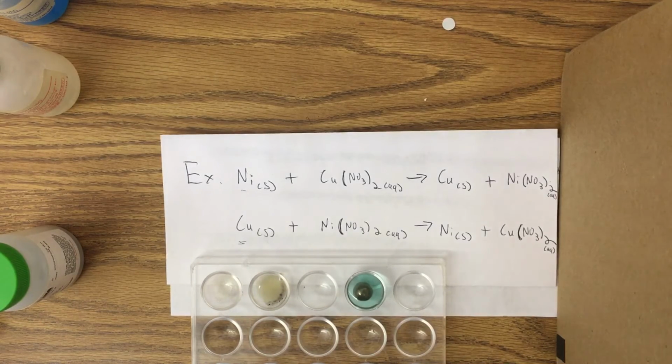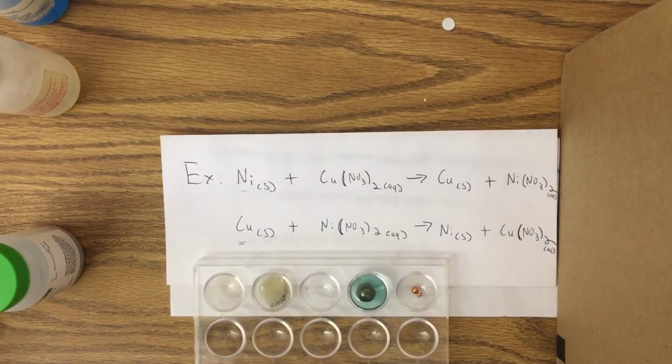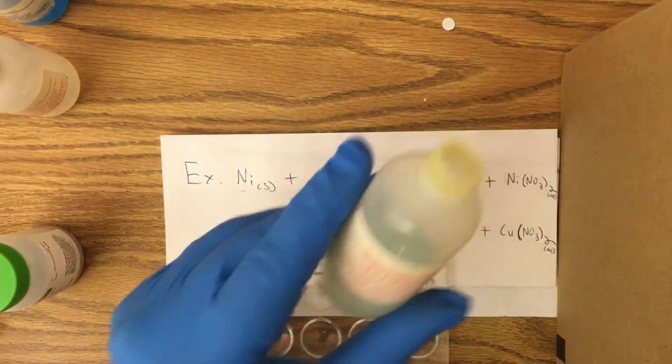However, if we do the reverse and we take copper metal and react it with nickel nitrate, let me just take a little bit of copper shot here. Should have grabbed my tweezers before I came in. I grab a little piece of copper shot and add some nickel nitrate to it. We shouldn't have any reaction occur there because copper is a less active metal than nickel. So again, we're adding nickel nitrate right here.